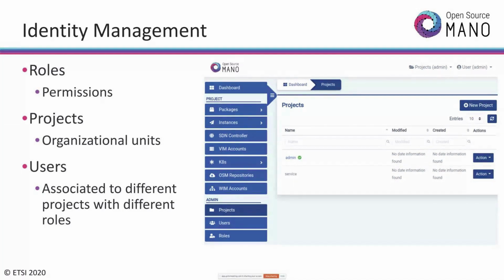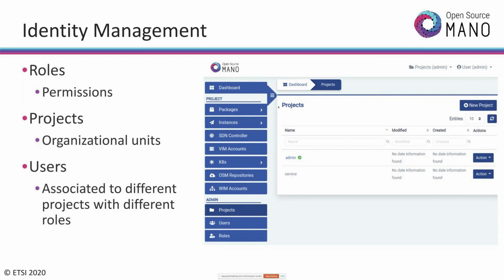So for the OSM identity management system, we need to define roles, projects, and users. Roles are the permissions provided by the identity manager. The authorization is granted if a user has the necessary role to perform an action. There are some roles that are already predefined in OSM, like system admin that allows all possible operations, and also new roles can be created.